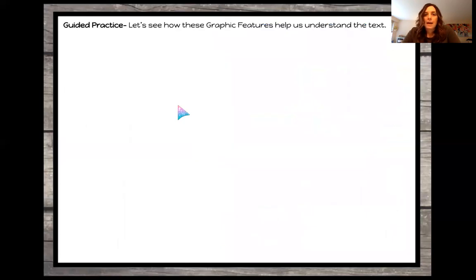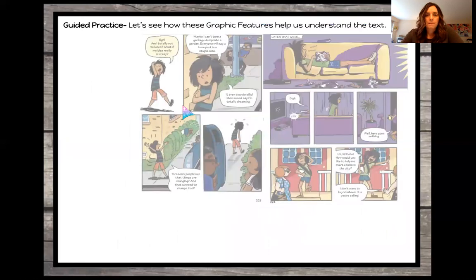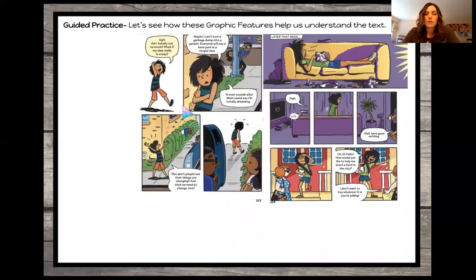So let's take a look at how graphic features help us understand this text. This is two pages from the story, page 222 and page 224. I'm going to read it to you, so follow along with me. Here's Luz, and she says, ugh, am I totally out to lunch? What if my idea really is crazy? Maybe I can't turn a garbage dump into a garden. Everyone will say a farm park is a stupid idea. It even sounds silly. Mom would say I'm totally dreaming.